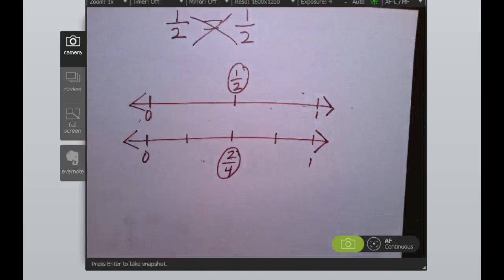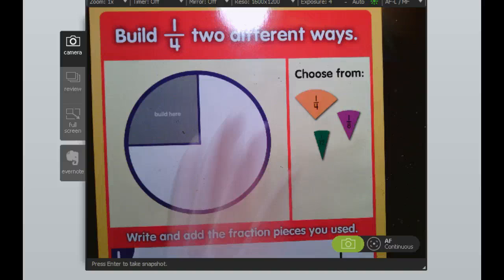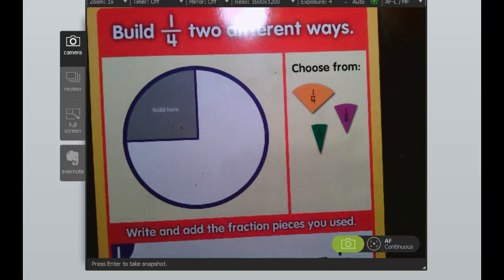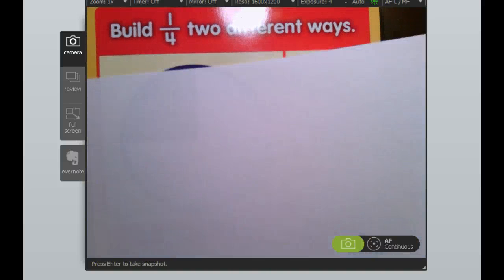Now let's explore a few other manipulatives and concepts. We are going to talk about building fractions in different ways. Now before we do that, I want to point out something that was in the story and that we're going to be using a lot as we find equivalent fractions and as we build fractions and as we simplify fractions.